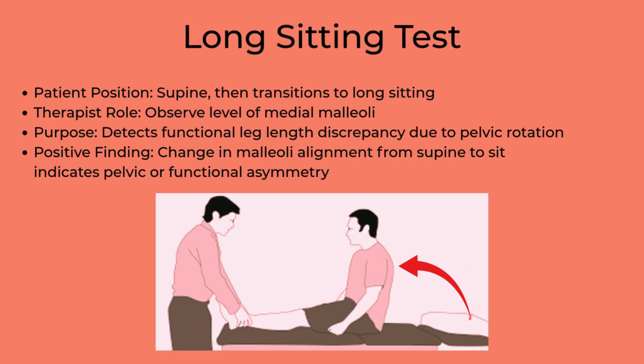The next test is the long sitting test. This test is used to detect functional leg length discrepancies due to pelvic rotation. The patient is initially positioned supine, and the examiner observes the level of the medial malleoli. The patient is then asked to transition to a sitting position. The image shows the patient transitioning from lying down to sitting up. A positive finding is a change in the level of the medial malleoli when comparing the supine to the sitting positions, indicating a functional leg length discrepancy due to pelvic rotation.